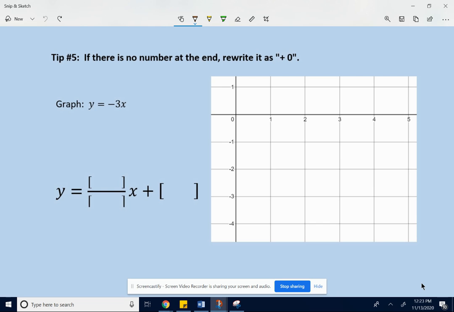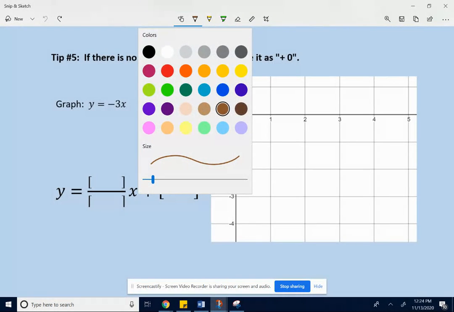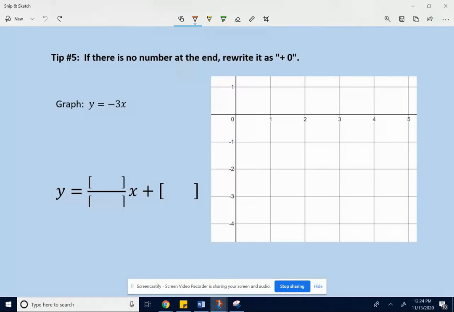Okay, let's look at the equation y equals negative 3x. We still want to have a fraction sitting in front of the x, and we still want to have a number after the addition sign. In this problem, there is a number in front of the x, so we can turn that number in front of the x into a fraction by putting a 1 underneath it.